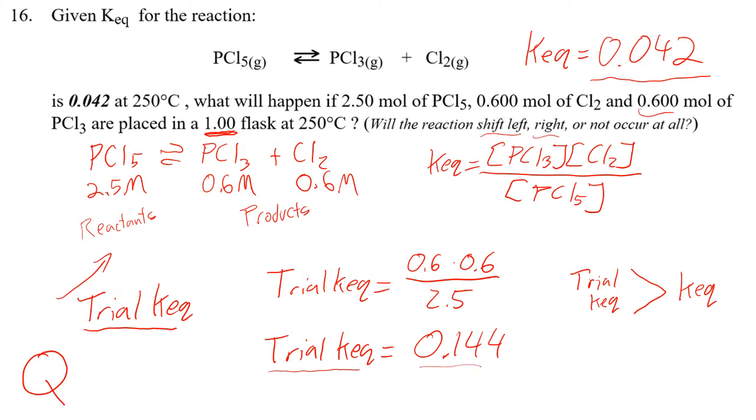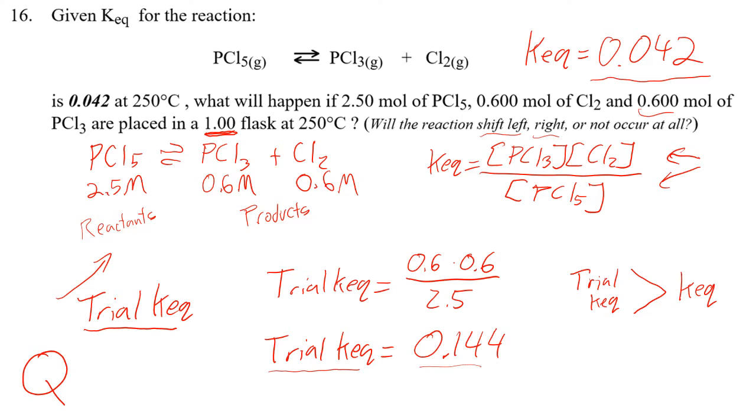So if you think of this thing right here as a fraction, because that's what it is, this fraction needs to become smaller. Currently, this fraction is at 0.144. Now, in order for it to become 0.042, the numerators, in other words the products, need to become smaller, and the denominator, this PCl5, needs to become bigger. That is how this fraction is going to become smaller, closer and closer to this.